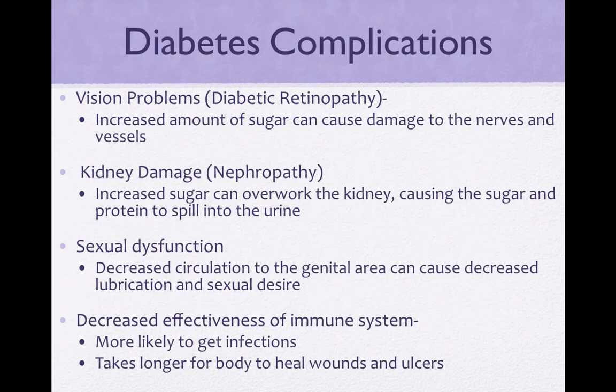So here are a few more diabetes complications. Vision changes, or diabetic retinopathy, and this is due to the increased amount of sugar in your bloodstream causing damage to the nerves, as we kind of discussed before, and it can also cause damage to the vessels. Nephropathy, meaning kidney damage, is actually one of the number one causes of kidney damage. And this is also due to the increased sugar causing your kidneys to be overworked, and it also causes the sugar and the protein to spill into your urine.